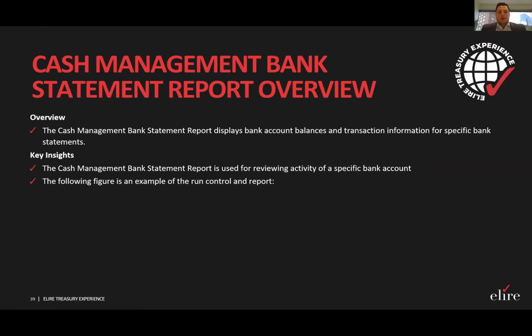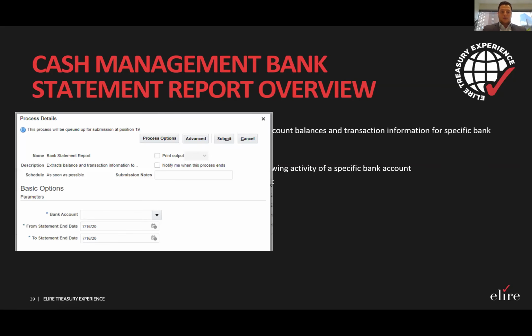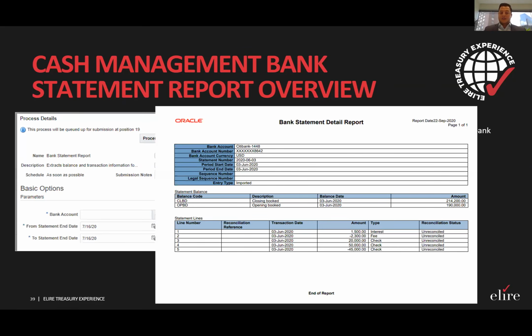The first one I'm covering is going to be the bank statement report. This displays our bank account balances and transaction information for specific bank accounts. This report is used to review activity of that bank account. And then I have an example of the run control. What you would do is define that specific bank account and then the date range you're looking at, and it'll provide you a list of the balances and a list of the transactions that are found on that report, on the specific bank account or the corresponding bank accounts.